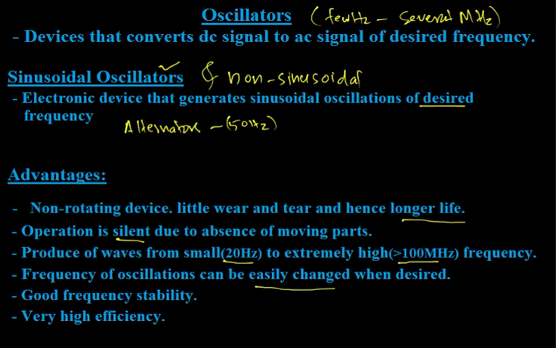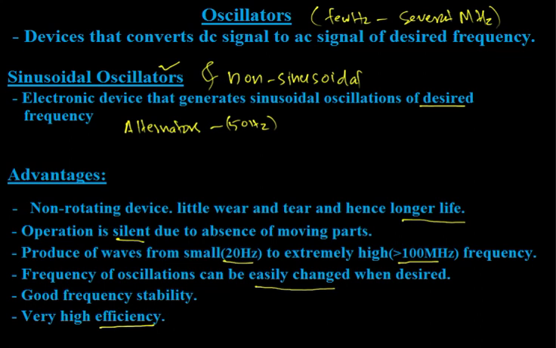That means the frequency, once set, remains constant for a considerable period of time. In the case of an oscillator, the frequency stability is very good. That means once an oscillator is designed for a particular frequency, then the frequency remains constant for a considerable period of time.